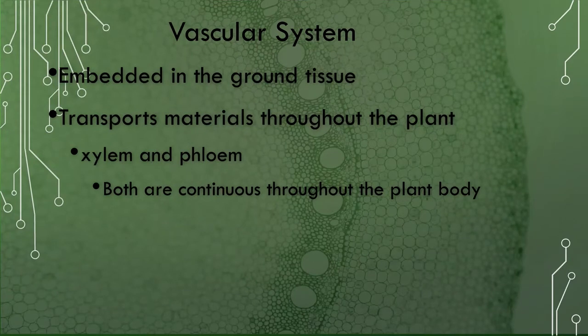And then the vascular system, the vascular tissue forms a system, and it's embedded in the ground tissue. And we're going to put all of this together in a minute. But its main function is to just transport materials throughout the plant. And we've already spoken about it. This, of course, is indicative of our vascular plants. They have xylem and phloem. And both of these tissues are just continuous throughout the plant body.